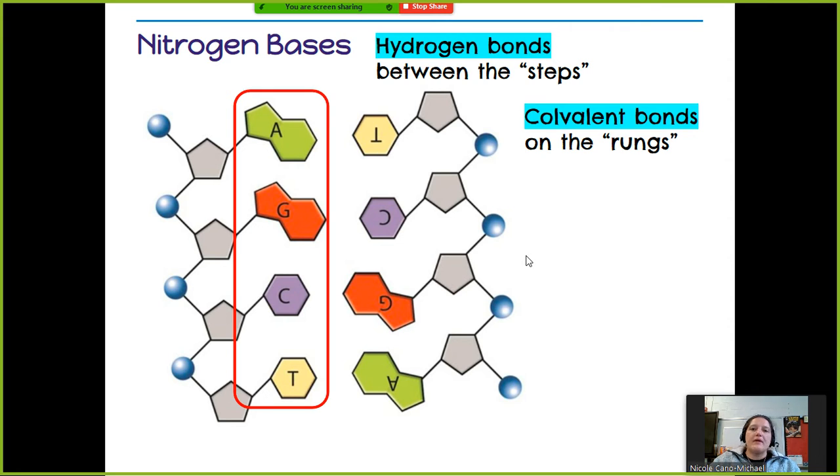All right, so nitrogen bases. Again, ladies and gentlemen, let's take a look. Our nitrogen bases, again, adenine, thymine, guanine, cytosine. And again, there are hydrogen bonds here between the steps. So hydrogen bonds will bond the A and the T together. Hydrogen bonds will bond the C's and the G's together. And again, I have covalent bonds on my rungs. So between the sugars and the phosphates, I have covalent bonds. Between the nitrogen bases, I have hydrogen bonds.